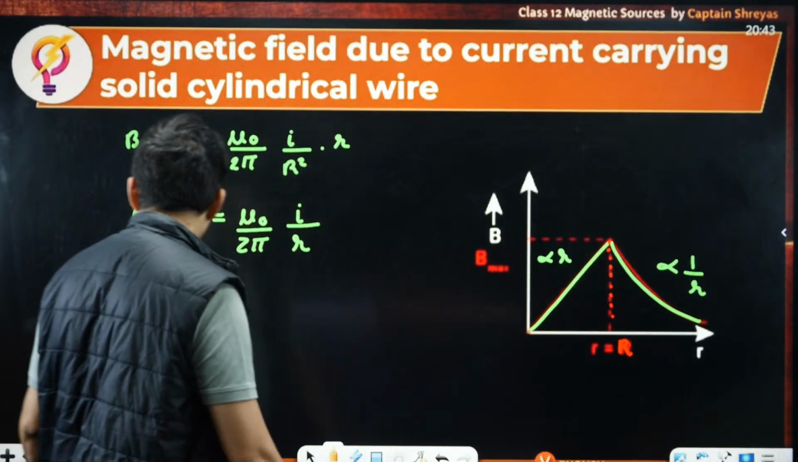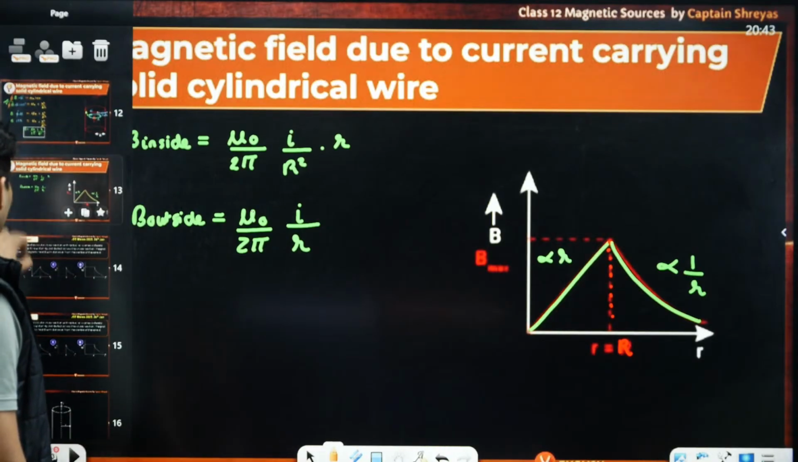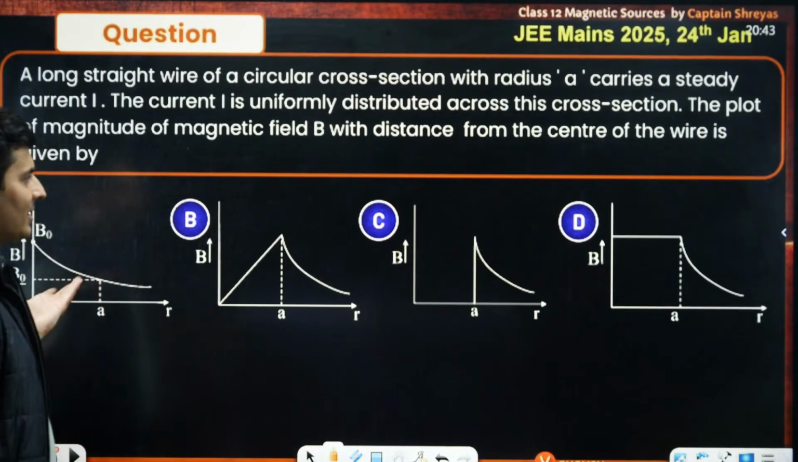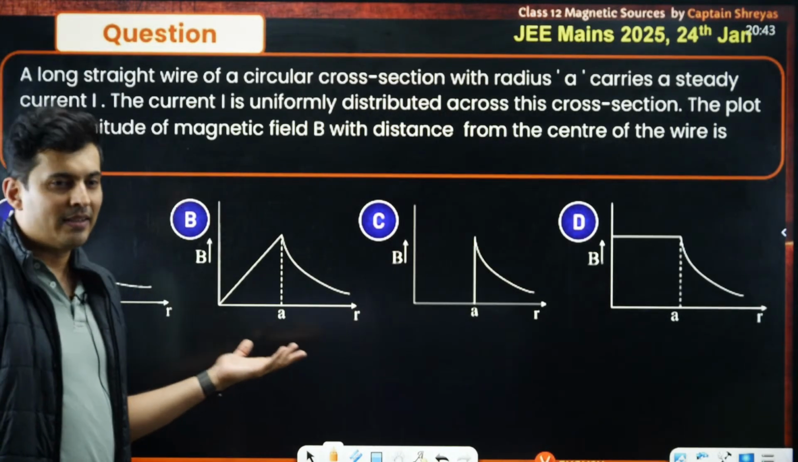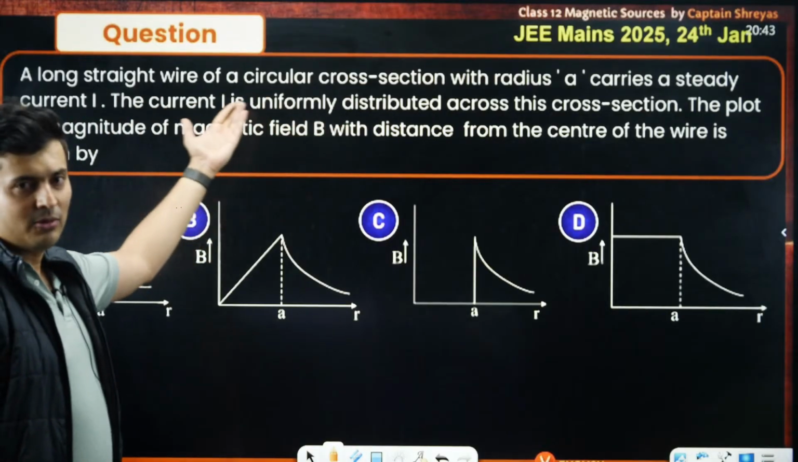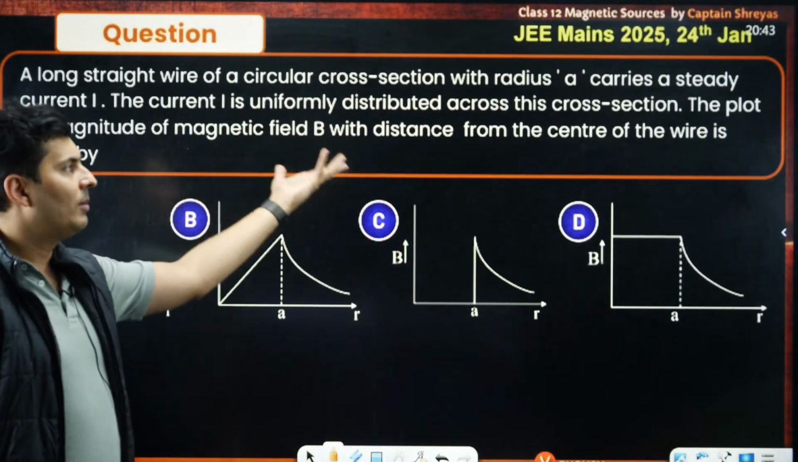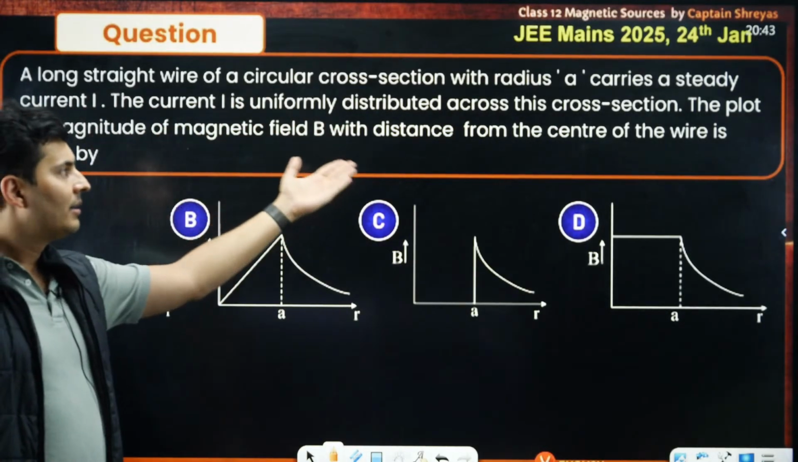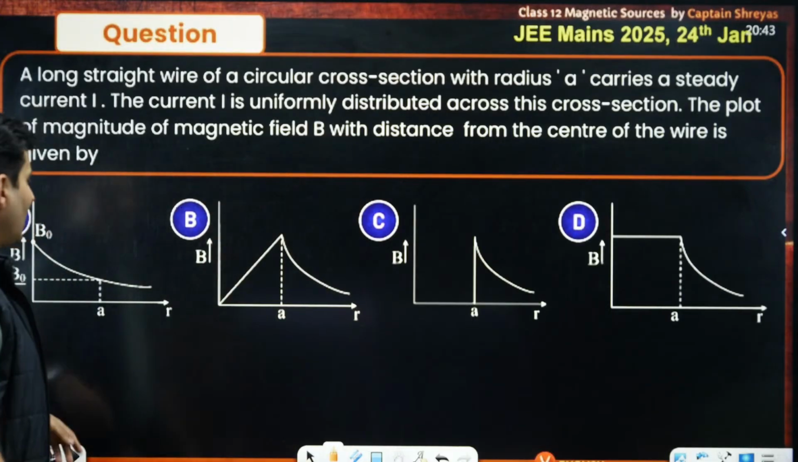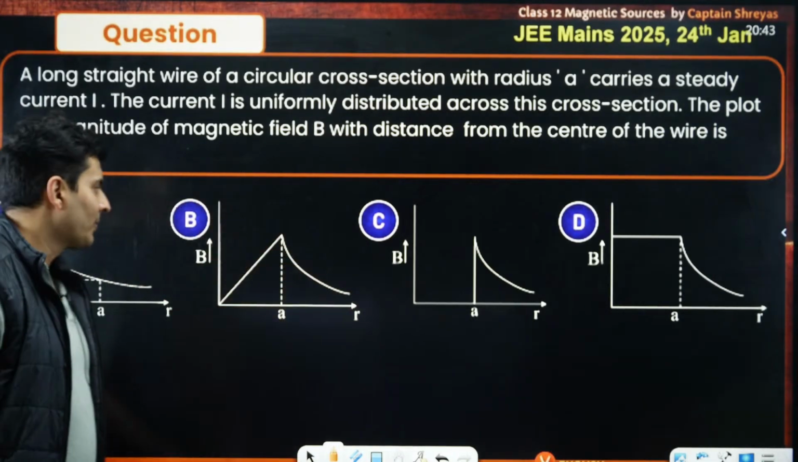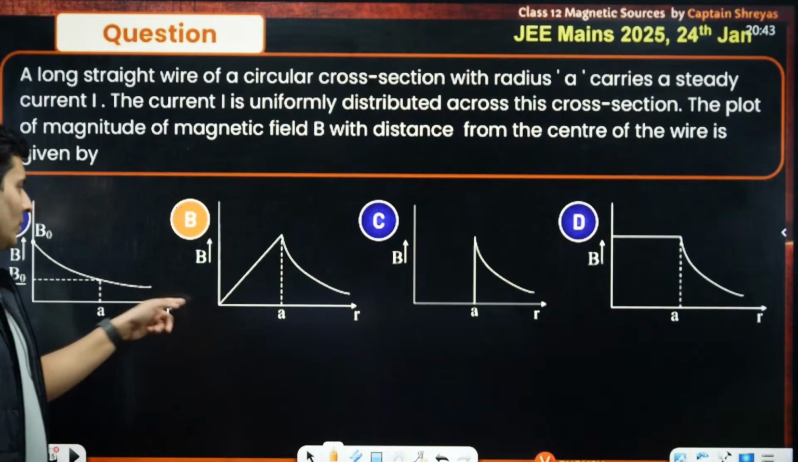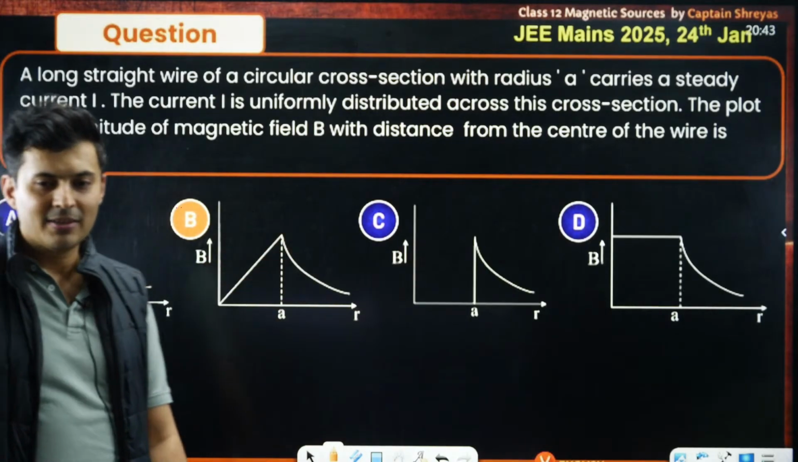All right, so moving on to show you a proof that this same question came. Just look at this. In the 2024 January attempt, current is uniformly distributed. The graph of the field versus the distance from the center will be a straight line, then a curved line. So exactly what I just showed you, option number B.